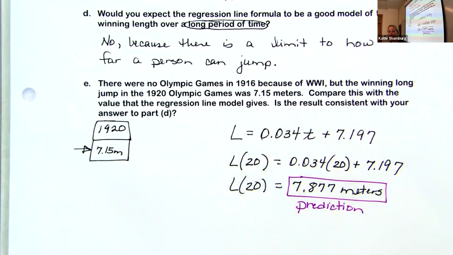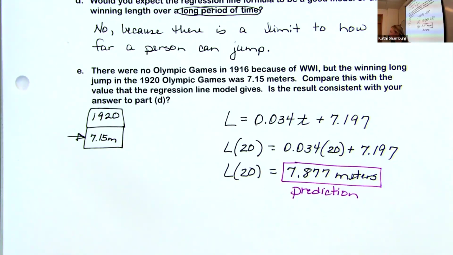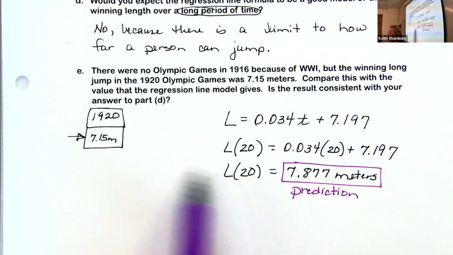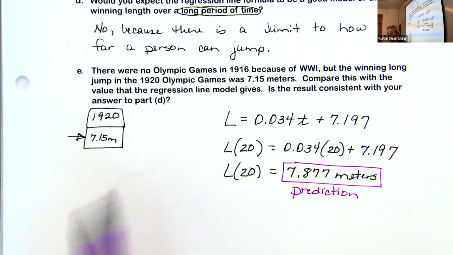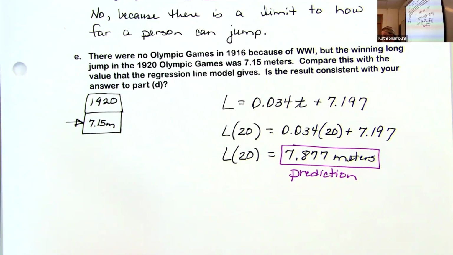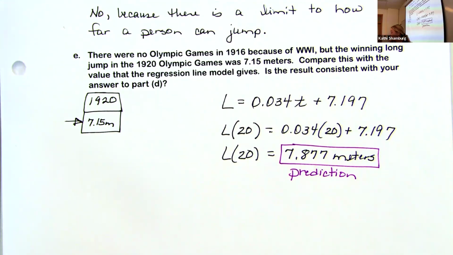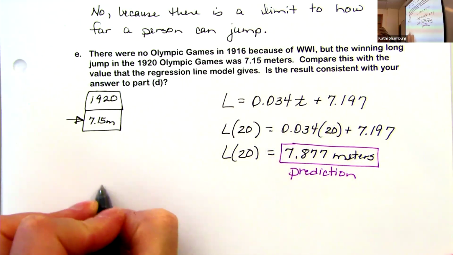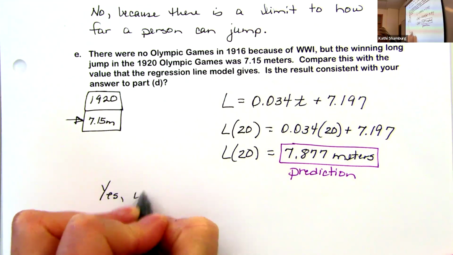This is a prediction of what we think they would have jumped in 1920. It was not exact, but it's not way off either. So in my opinion, it would be a decent prediction. It's not exact, right? Because this is a prediction. The likelihood that it's exact is going to be pretty slim. But is this result consistent? I would say yes, it's not far off.